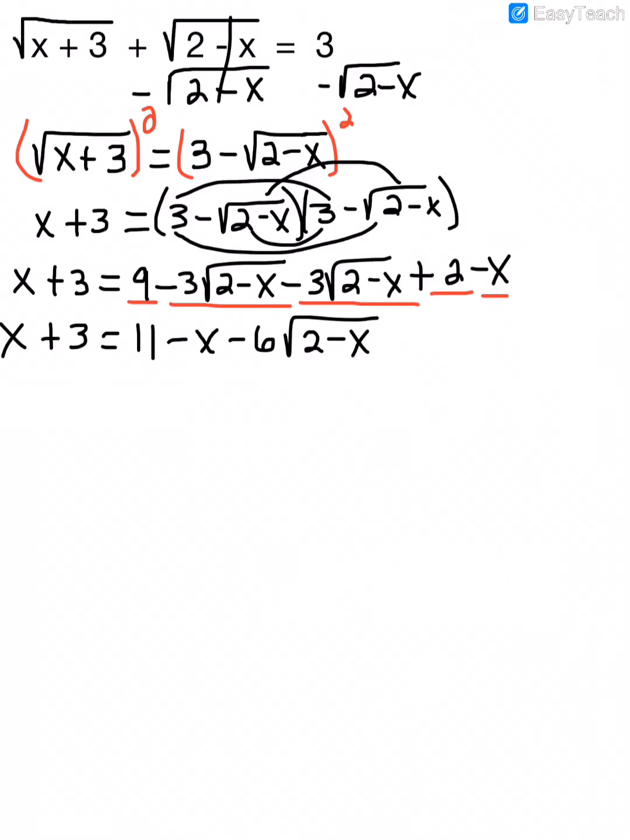All right, now that I have all my like terms combined, I want to look at my equation, and I see that I have a radical. And our goal is to get rid of all the radicals and solve the equation. So since I still have a radical, now I want to get that radical by itself on one side of the equation. So I'm going to move everything else over to the other side. I'm going to subtract 11 from both sides and add x to both sides.